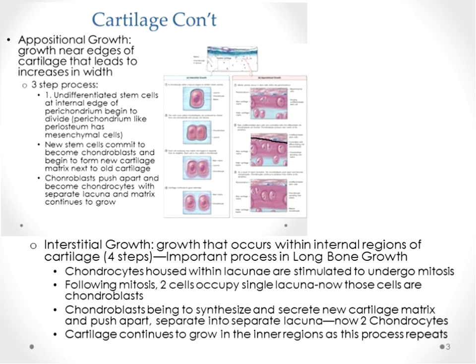So for appositional growth, again, you're looking at that margin of where the perichondrium and the cartilage intersect, and what's happening is cells within this area are becoming chondrocytes, are beginning to lay down matrix, and are growing a larger area for the cartilage material, and in the case of bone material, to expand out.